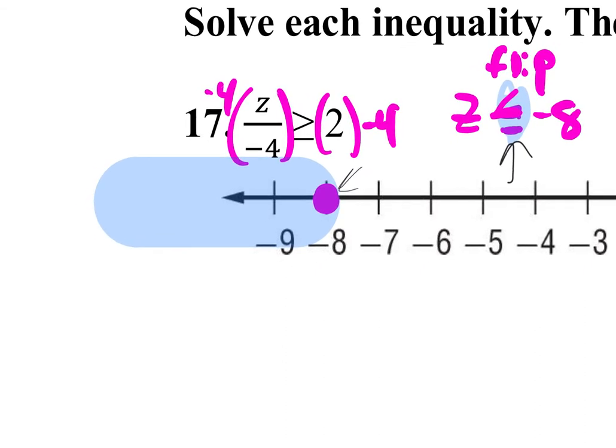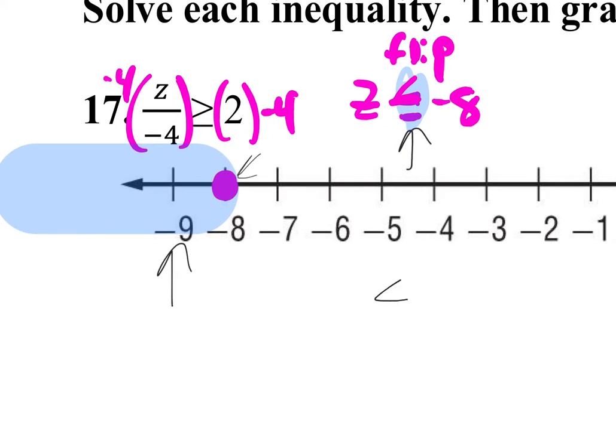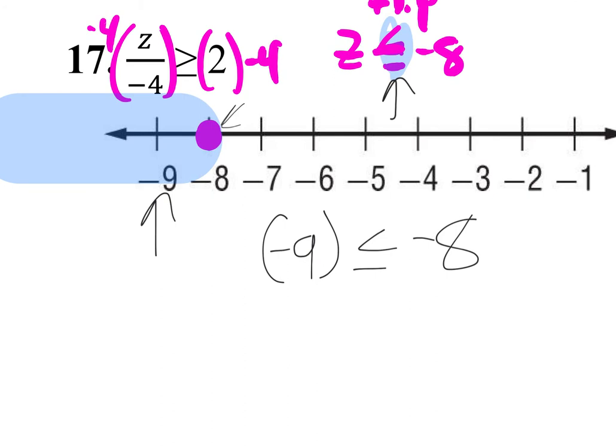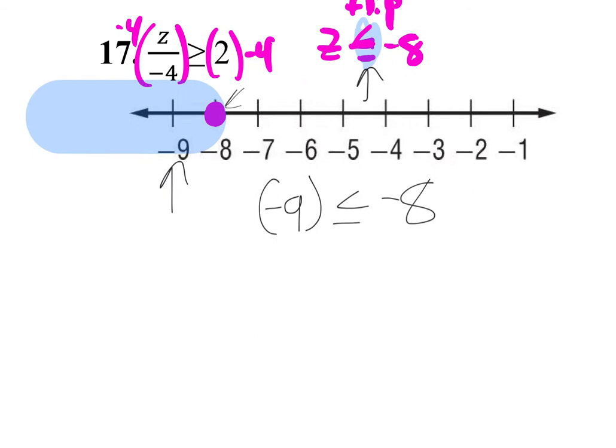But we also talked about just testing out numbers. So if I am looking to see my variable is less than negative 8, and I pick a number, such as negative 9, I see that negative 9 is less than negative 8, which means I need to shade towards the way that worked. And if you test a spot such as negative 7, you'll see that it's not true, which means that I would not shade towards the negative 7.